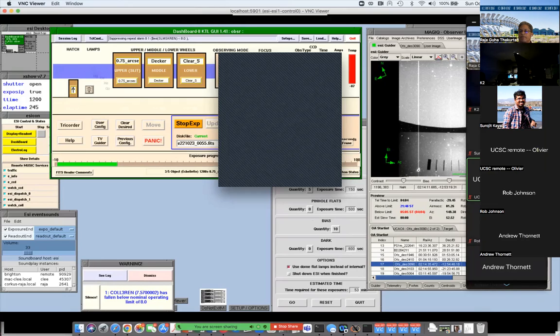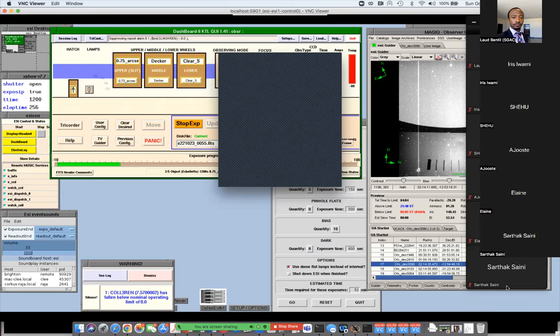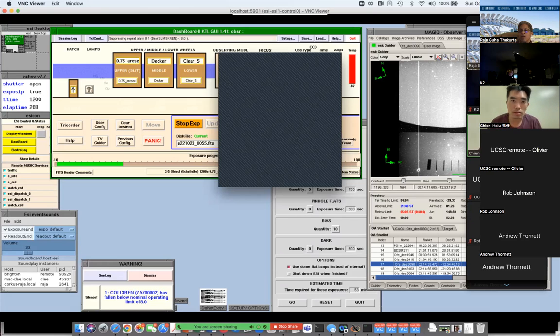I see from UCSC remote, it says Olivier. Is that your connection, Yuting? Yeah, I believe so, because that's the only UCSC remote observation room, right? Olivier is one of the postdocs in the physics department. He may have labeled the Zoom call before.